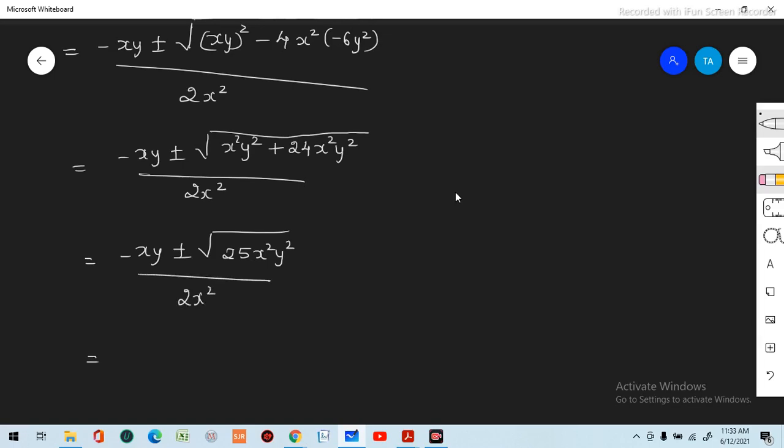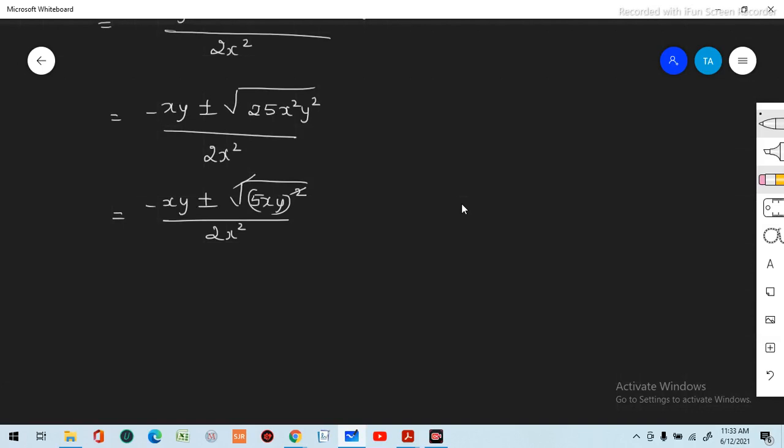This is equal to minus xy plus or minus, I can rewrite this as 5xy whole square, divided by 2x square. Now the square and the square root will get cancelled, and so we will be remaining with minus xy plus or minus 5xy, divided by 2x square. On the left hand side I have p.